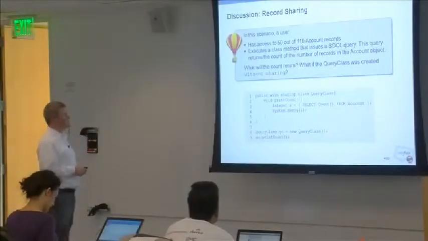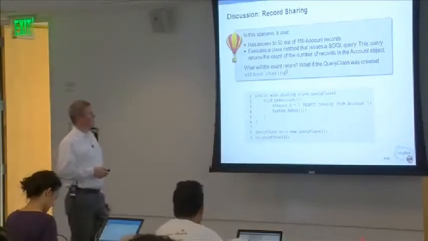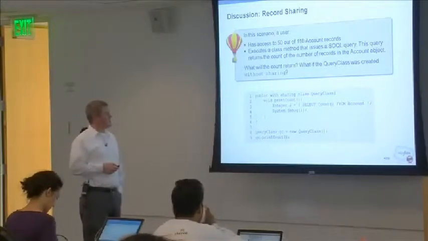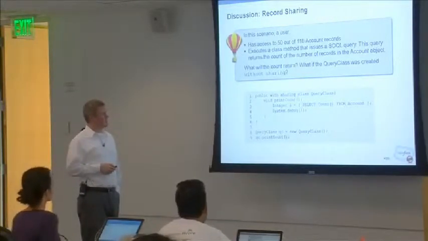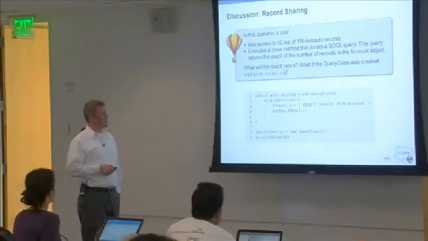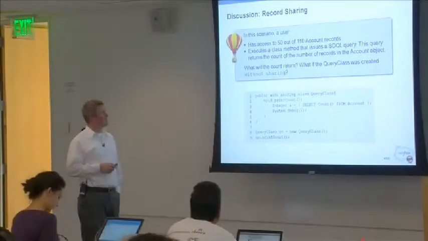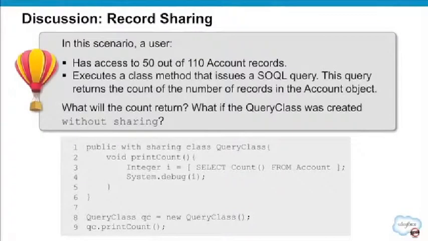So if you take a look here, we have some code, and it's a class where with sharing is applied. Let me map out this scenario. A user has access to 50 out of the 110 account records. All right? So they can see 50 but not 60.